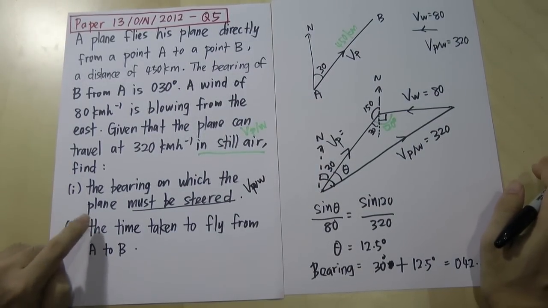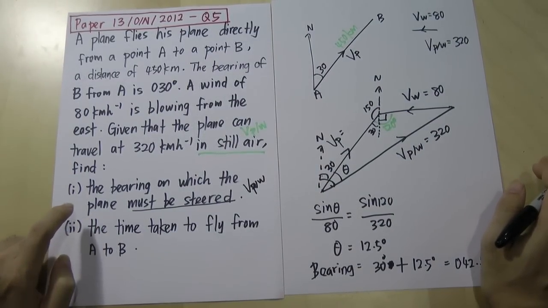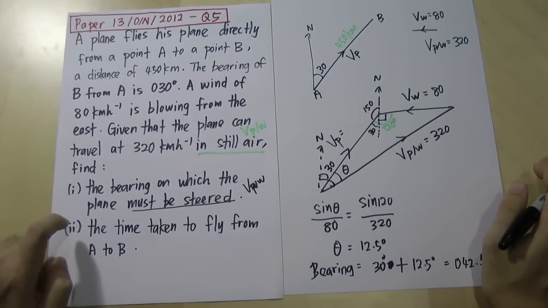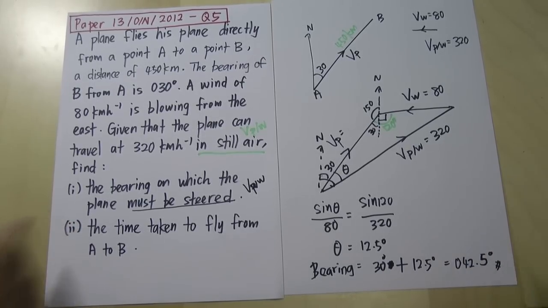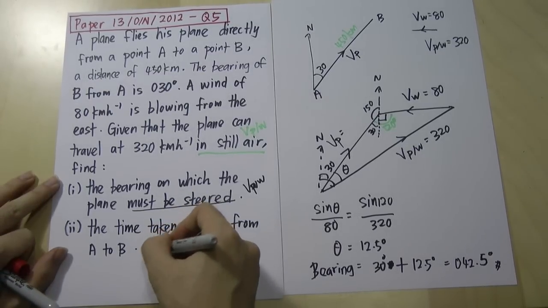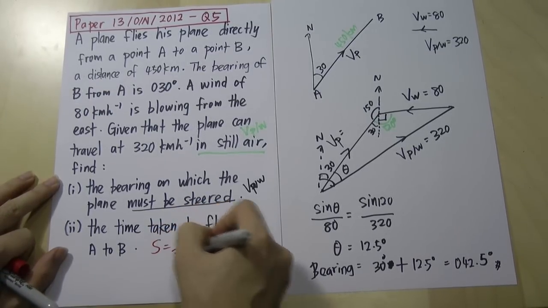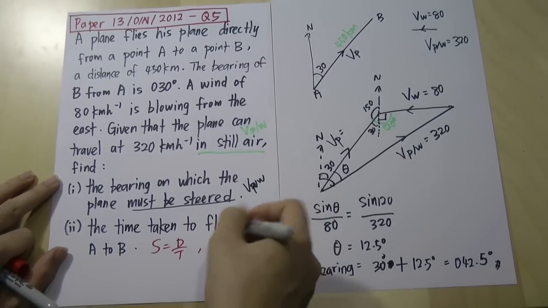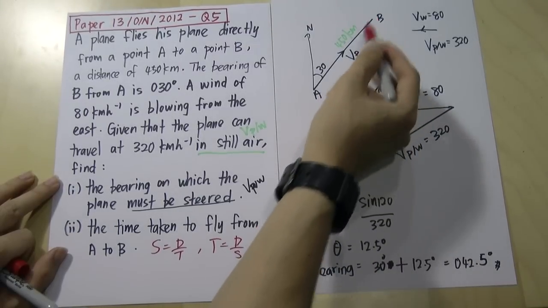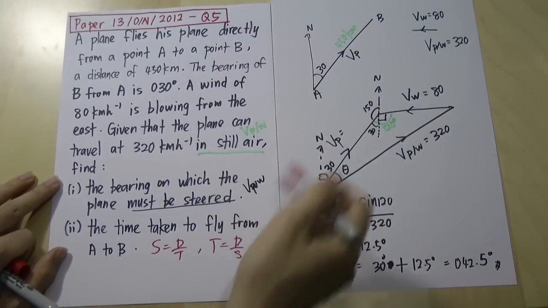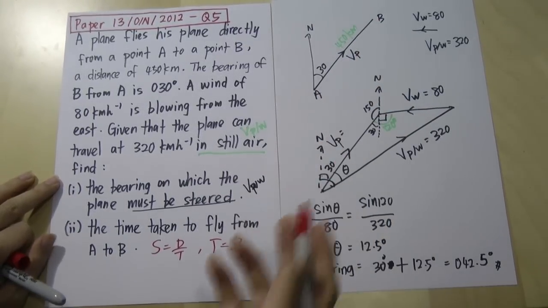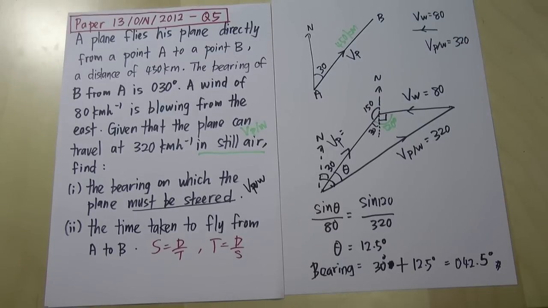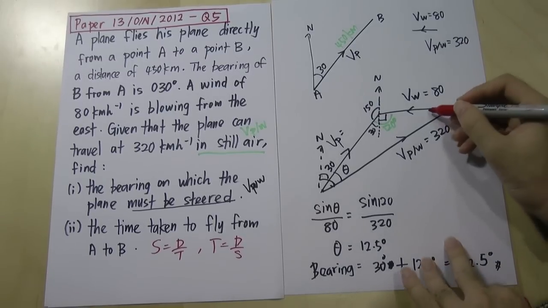The second part, he asked for the time taken for the flight from A to B. So you know you want to find time taken. It's very simple, right? Because we know that speed equals distance over time. So therefore time equals distance over speed. I already have the distance, 450 km. Of course now I need to find the velocity for P. So therefore I will need to find this angle first.